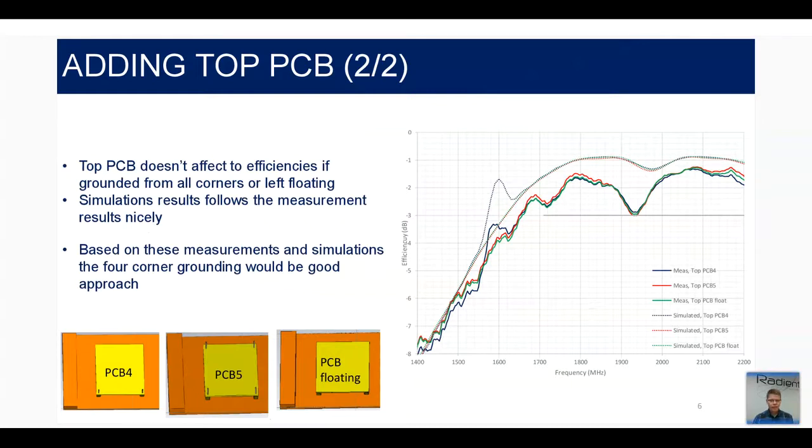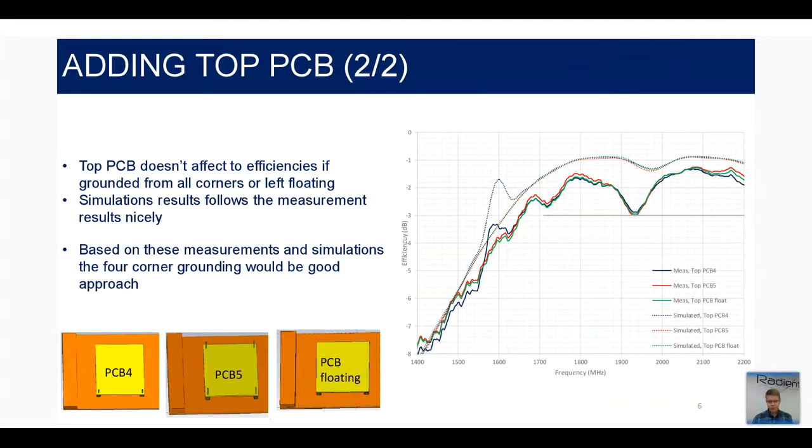Here we have a few more cases. PCB4 is grounded on the bottom side, PCB5 is grounded on all of the corners, and there is also a case where the PCB is left floating. From the results, we can see that the case with the 4-corner grounding and the floating case are pretty much identical. In this case, it doesn't matter if it's grounded or not. But at PCB4, we can see some ripple in the efficiency around 1600, but it's also out of the band.